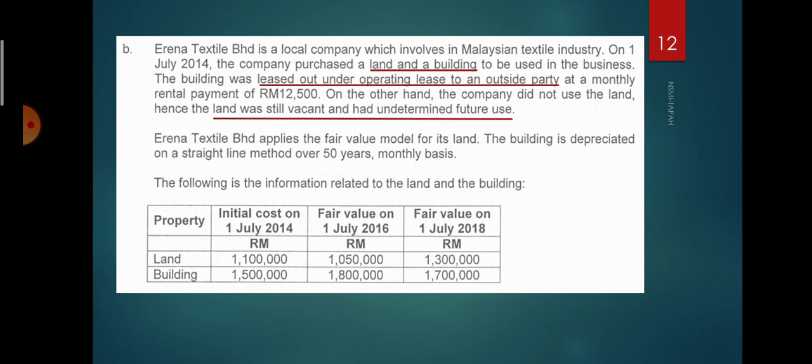Alright? So next, Arena Textile Berhad applies the fair value model for its land. The building is depreciated on straight line method over 50 years on a monthly basis. The following is the information related to the land and the building. Alright, given the initial cost on 1st July 2014, fair value on 1st July 2016, and also fair value on 1st July 2018.